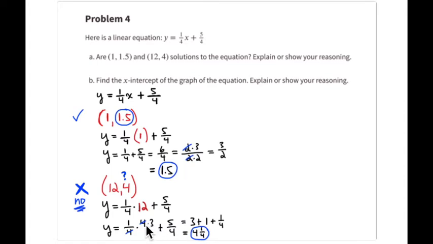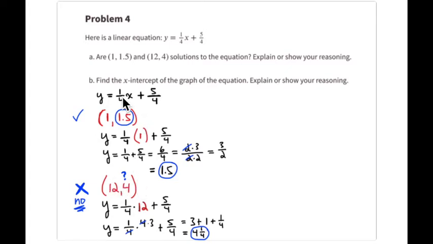So 1/4 of 12 is 3. You're left with 3. 3 plus 5/4 is the same as 3 plus 1 plus 1/4. 5/4 is 1 1/4. 3 plus 1 is 4, and you have another 1/4, so it's 4 1/4. So it is not 4, it's 4 1/4. So this is not a solution to the equation.